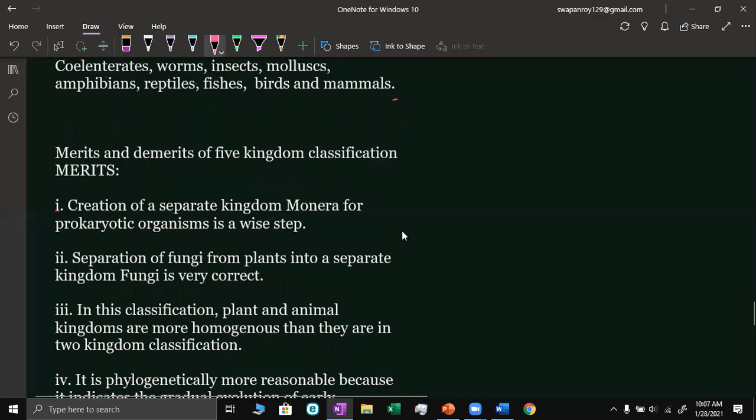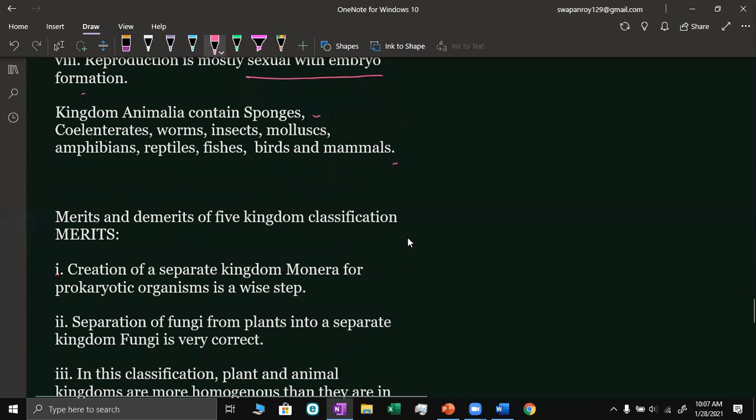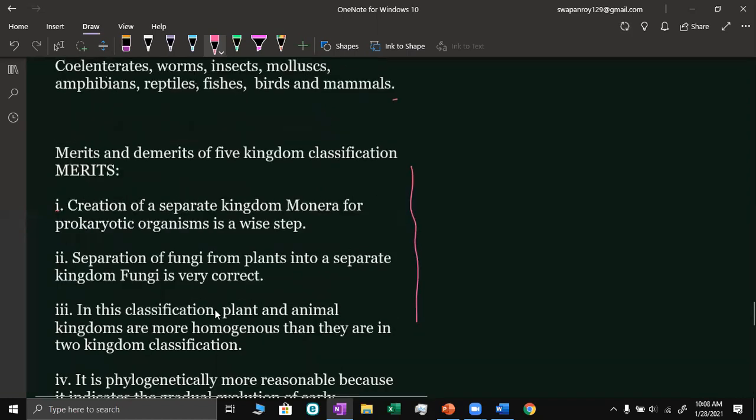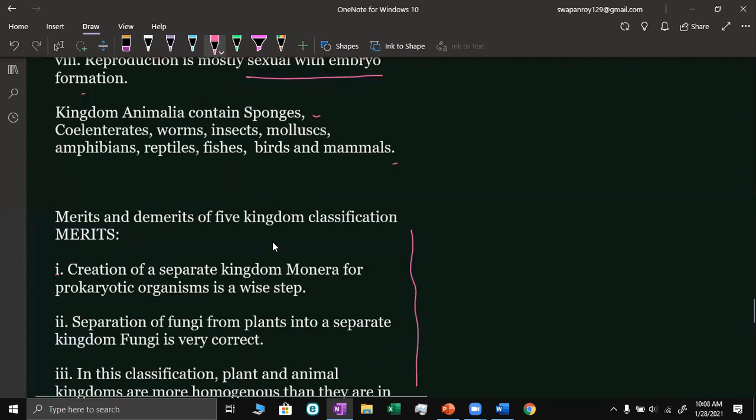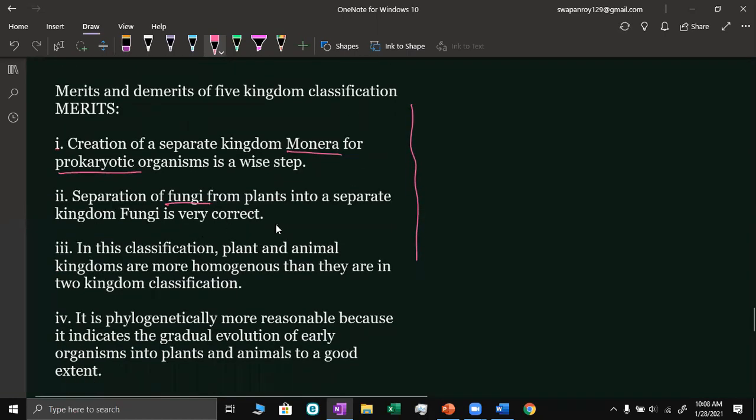Now the merits and demerits. As I told you, there is a mixture of merits and demerits. Some of the merits of this system are that it separated the eukaryotes and prokaryotes. So kingdom Monera has been given for the prokaryotic organisms. That is very, very important. Fungi have been removed from the kingdom Plantae of the two kingdom system. In this classification, the plant and animal kingdoms are homogeneous.